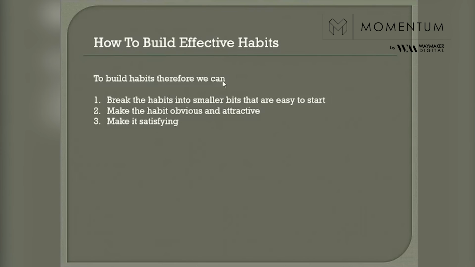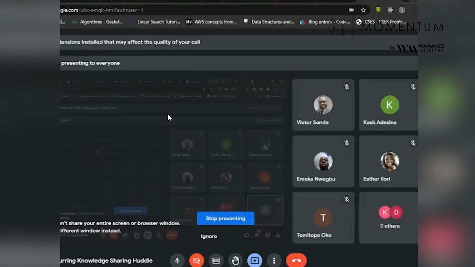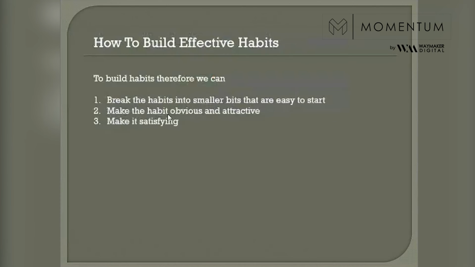So now let's talk about how to build effective habits. To build effective habits, first off you need to break the habits into smaller bits that are easy to start. You want to make the habit obvious, make it attractive, thus making it easy. Then you want to make the habit satisfying. And let me give you an example here. Let's say, for example, you're trying to read a book. Let's say the book has about 20 chapters.